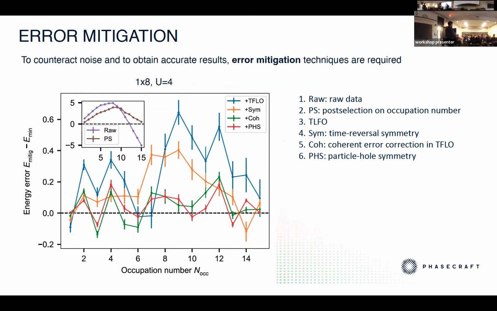And the results are pretty striking, because here we start from our raw data in purple, then apply post-selection, which is essentially based on the fact that the Fermi-Hubbard model conserves the number of spin particles per sector.